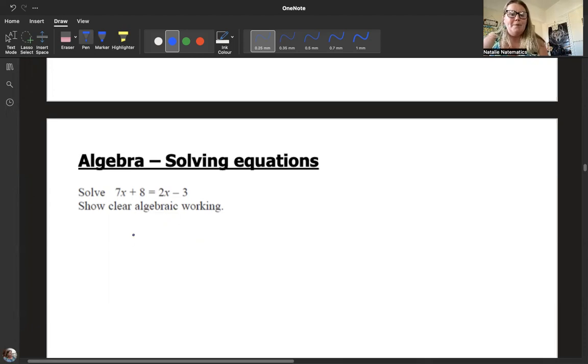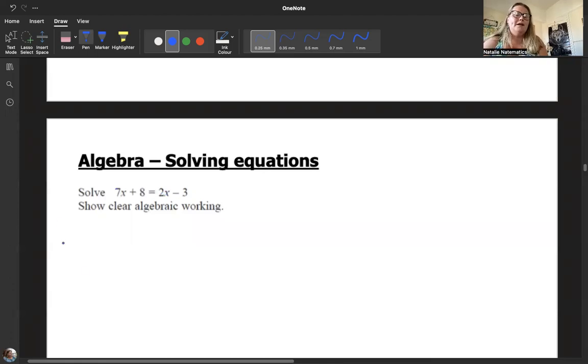So just a quick recap of solving equations. Here we've got this thing, x. We don't know what it is, but we do know that, and this is a really important trick for you to remember, 7 times this number I don't know, add 8, is equal to 2 times a number I don't know, minus 3.